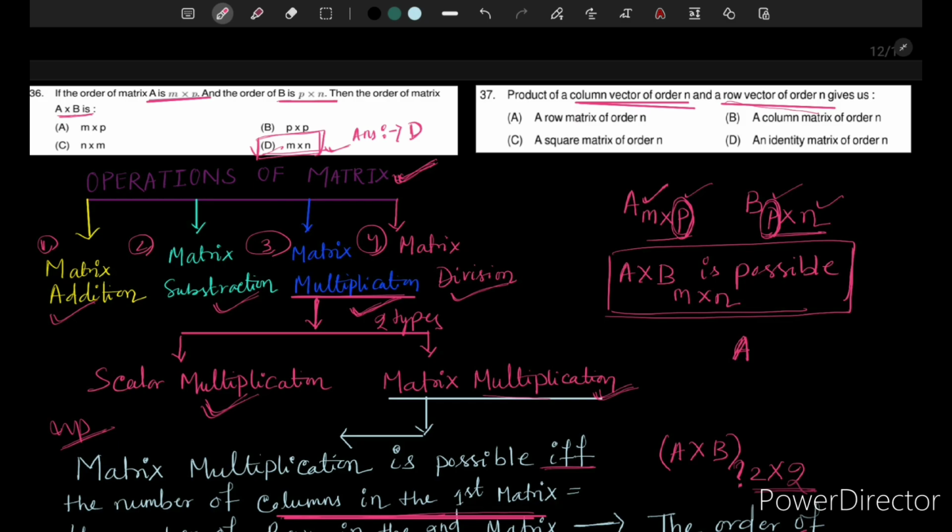Okay, so suppose I write a matrix A is a column vector of order n. So that means there will be only one column. So I'll write the order of A is n by 1, because 1 is the number of columns and n is the number of rows. And another matrix, B. Let's write that B is a row vector of order n. So what is a row vector? When there is only one row and any number of columns. So only one row, that means 1, and it is given that n is the number of columns.